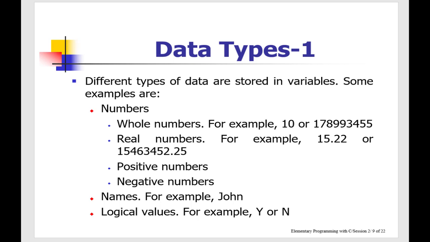We have real numbers. A real number is a number which has a decimal component. For example, we have 15.22 or 15,463,452.25. We have both positive and negative numbers. We have names, for example, John. We have logical values, for example, yes or no, true or false.